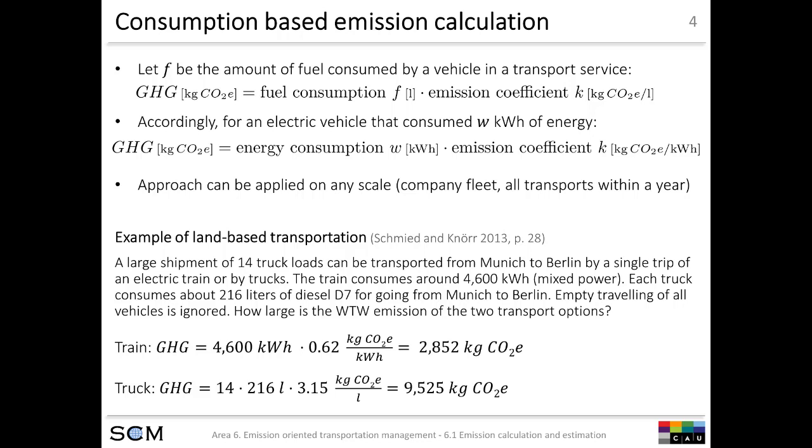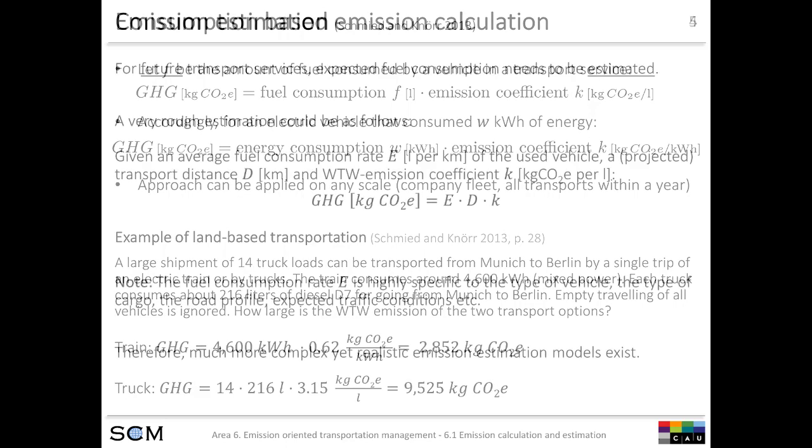For the trucks, we have 14 trucks, each of them consuming 216 liters of diesel, and the well-to-wheel emission coefficient for this type of diesel is 3.15. Multiplying 14 by 216 by 3.15 results in 9,525 kg carbon dioxide equivalent. This example shows you how to very roughly estimate the emissions that result from a transport process.